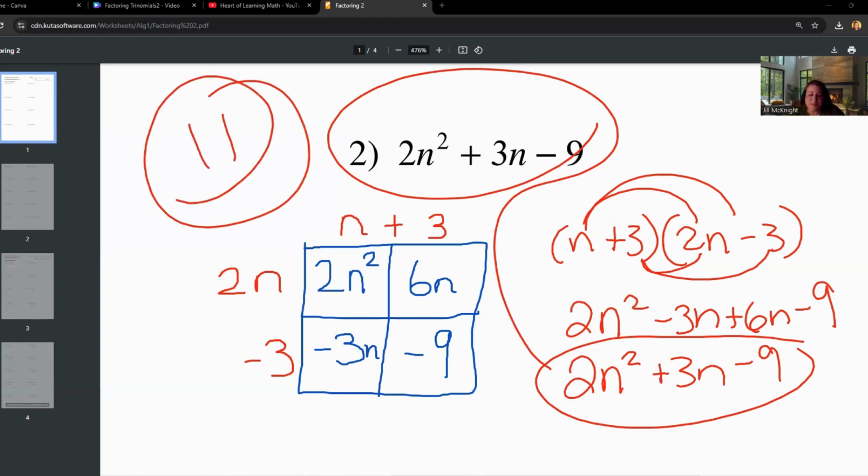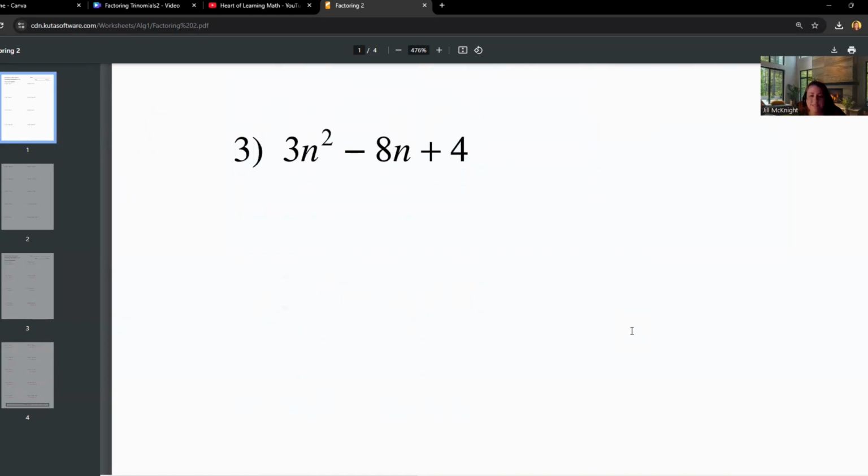Okay, so the next one, I want you to try to do that one on your own. Let's do this one. So you can go ahead and pause, and I'll be right back to show you how to do this using the box method. All right, did you get it? Okay, let's try this. I'm going to make my box.